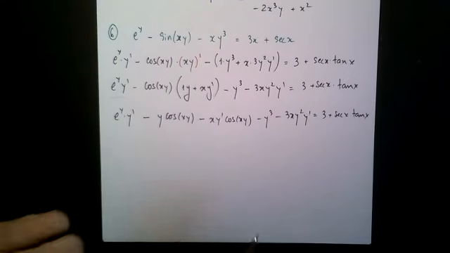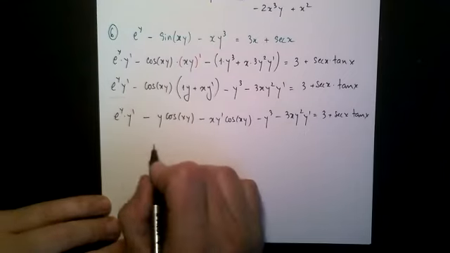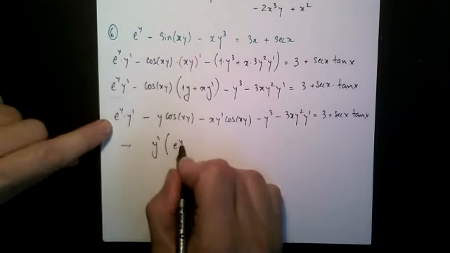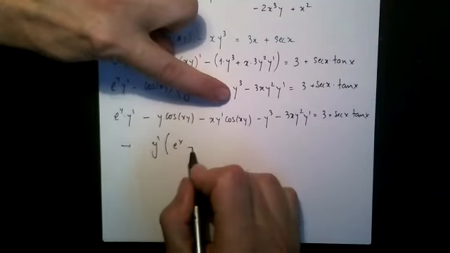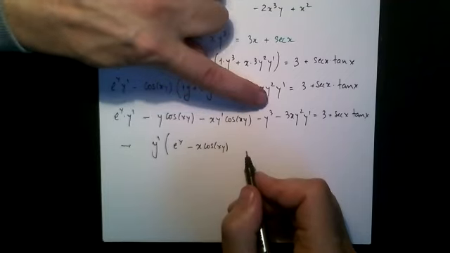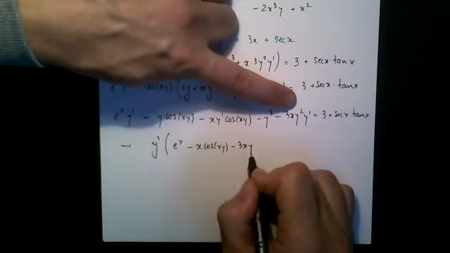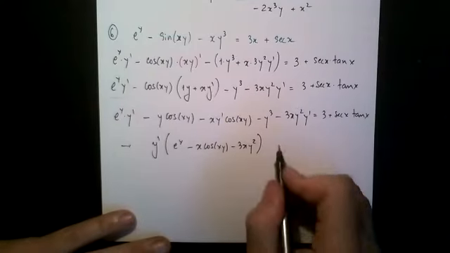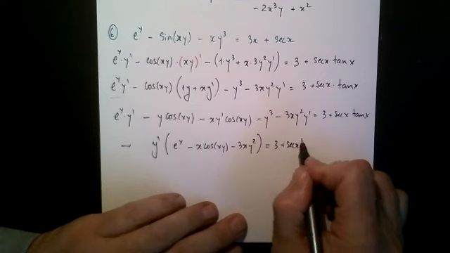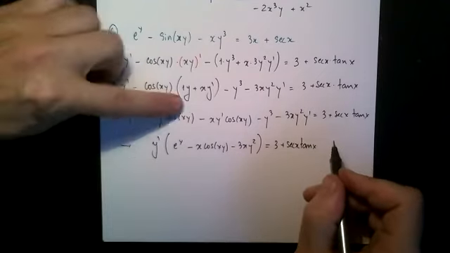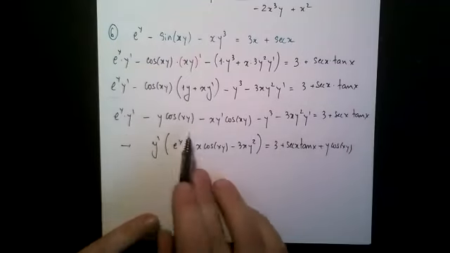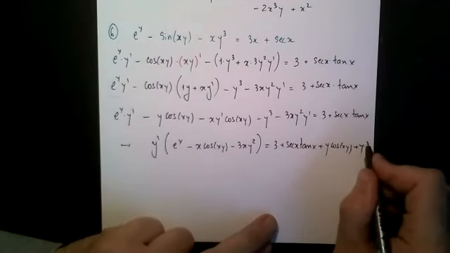Okay, 2 more steps, almost done. So y prime times e to the y minus x cos xy and minus 3x y2 equals 3 plus secant x tangent x plus y cos xy and plus y cubed.